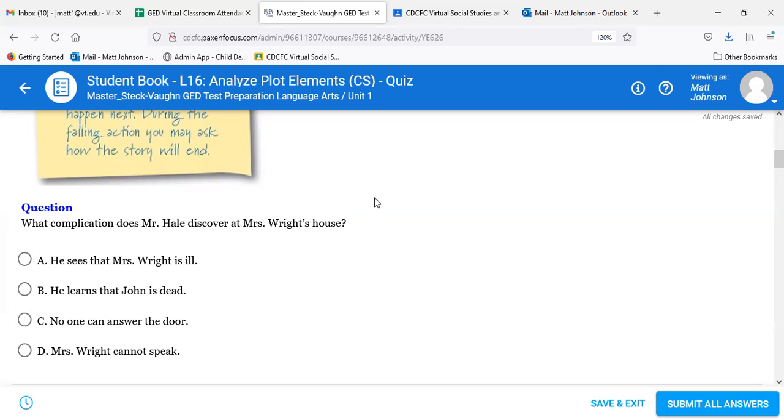B, right? B as in boy. He learns that John is dead towards the end. That's the complication. It's like, why can't I speak to him? Well, he's dead. That's why you can't speak to him. B as in boy. Analyzing plot points there.